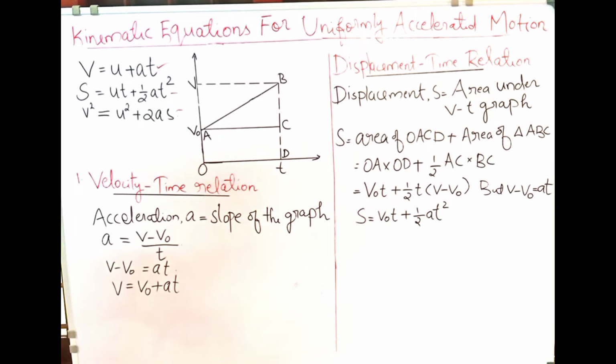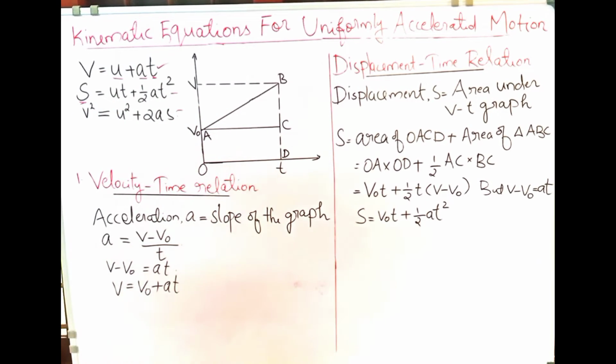Here we know that what is V? V is the final velocity, and what is U? U is the initial velocity, and what is A? A is acceleration. Then T, that is time, right? Then what about S? S is the displacement. Then all these quantities we know, right?